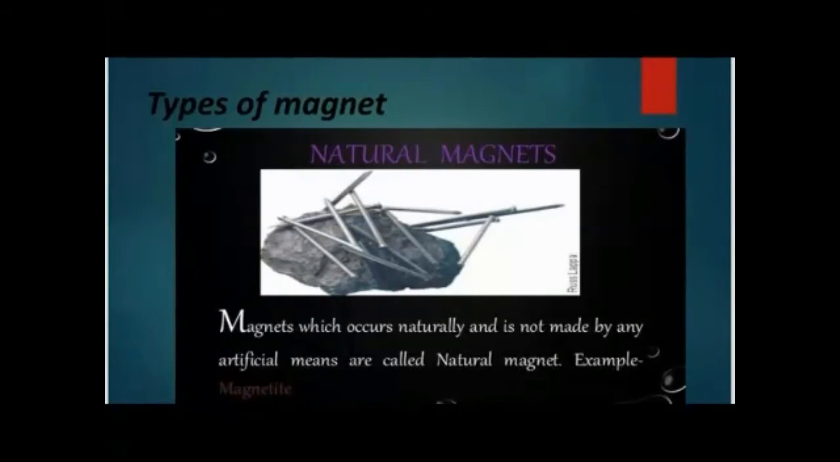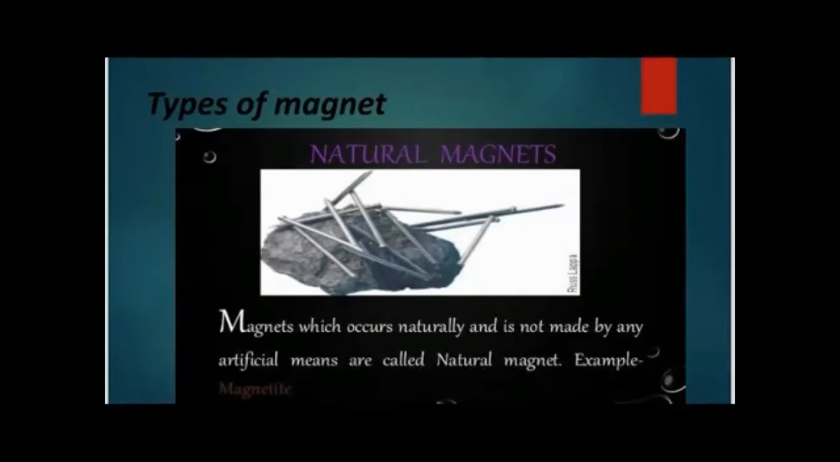What are natural magnets? Magnets which occur naturally and are not made by any artificial means are called natural magnets. They are found naturally, not made by humans. So magnets found in nature are called natural magnets, and an example of a natural magnet is magnetite. On your screen you can see a picture. This is a natural magnet, and this is magnetite. So what is magnetite? Magnetite is a gray-black magnetic mineral which consists of iron.